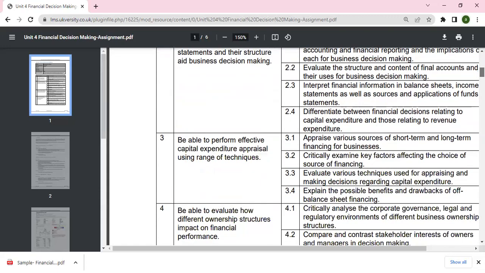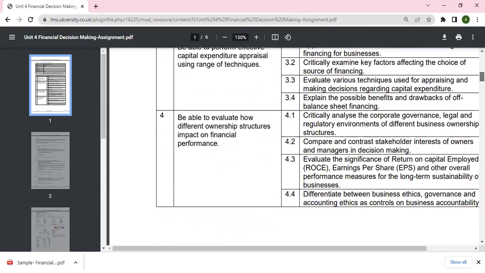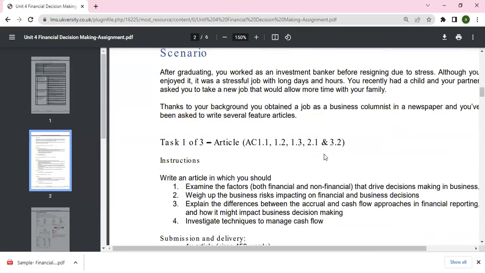And then in lesson 3, we discussed being able to perform effective capital expenditures. Capital expenditures, we discussed short-term and long-term expenditure. And then in lesson 4, we learned about different structures, and we discussed EPS, earnings per share. That was in our last discussion. So today's lesson is about assignment discussion.